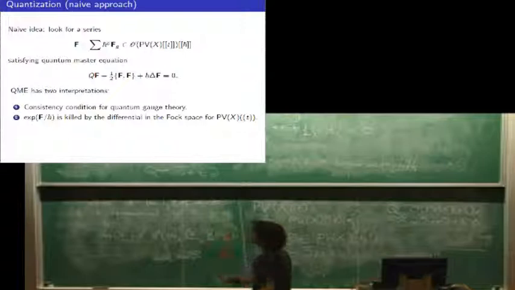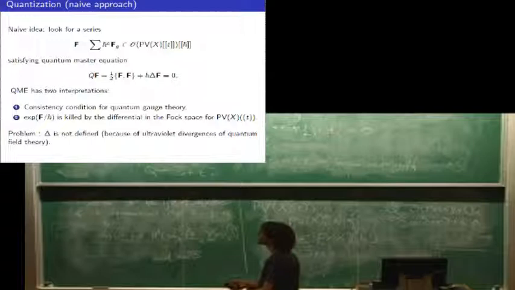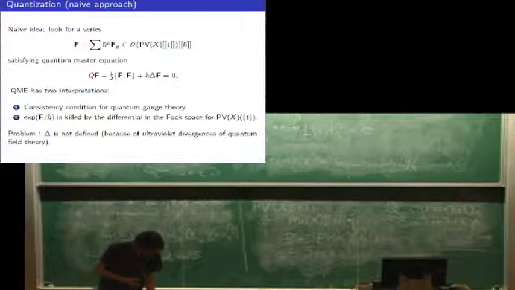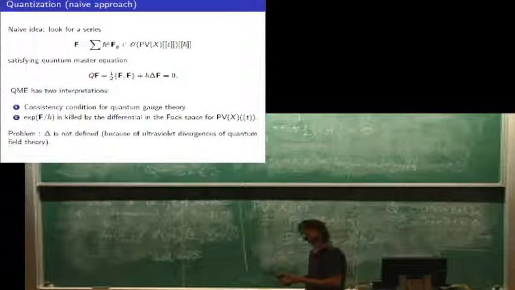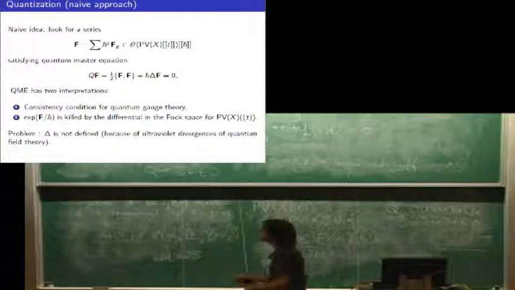OK, so why is this naive and why is this problematic? Well, everything written on this page is kind of nonsense, because this operator is not defined. Now, for me, the fact that this operator is not defined is really one of the key problems of quantum field theory. Any time you try to understand quantum field theory or write them down, you're going to run into the problem of ultraviolet divergences. And in the approach I'm using, precisely here is where ultraviolet divergences appear.